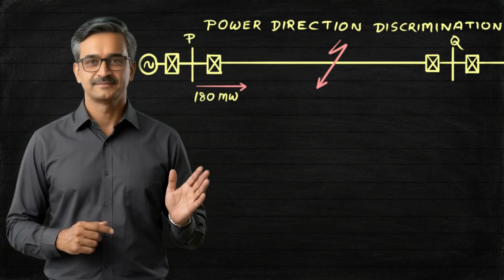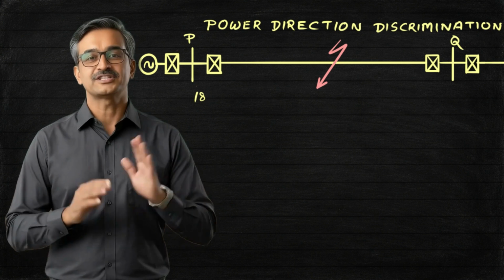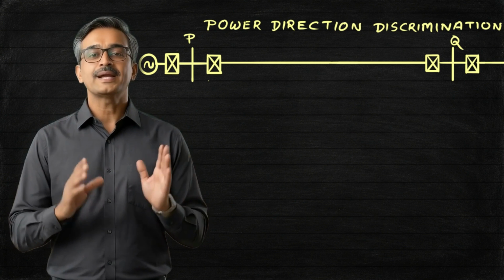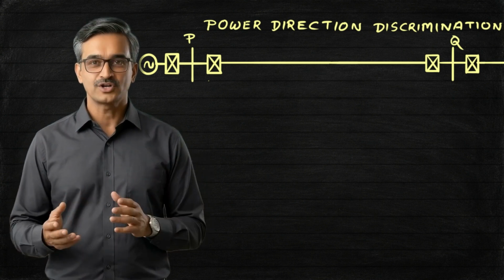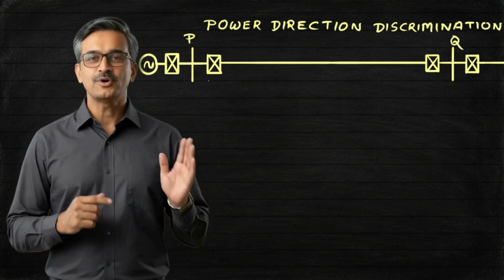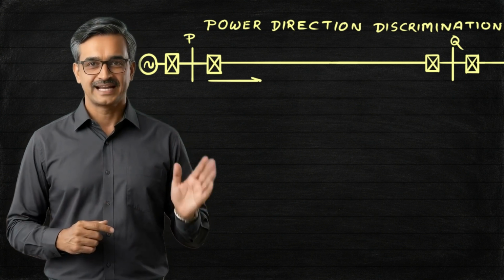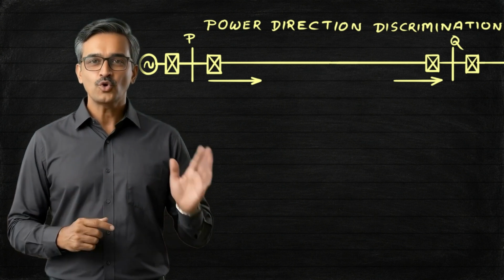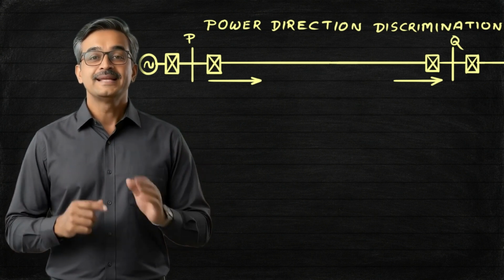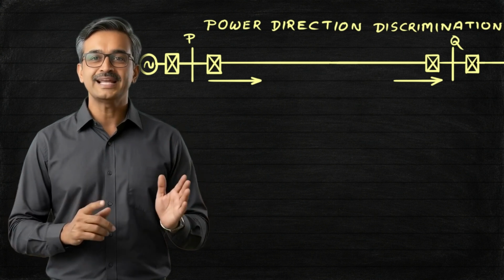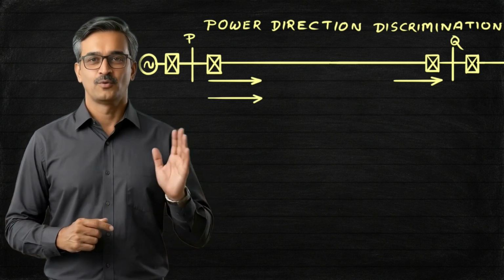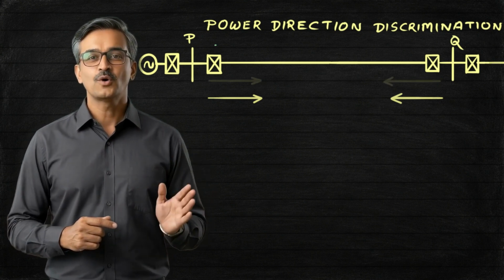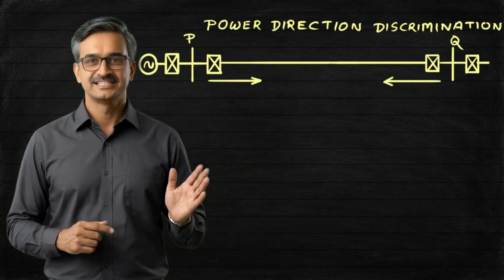So, if we compare all four situations, we notice a very interesting pattern. During normal operating conditions and during an external fault, power simply passes through the protected section. It enters at one end and leaves at the other. But during an internal fault, power no longer passes through the protected section. Instead, power is drawn into the protected section from one end or from both ends to feed the fault. This difference in the direction of power flow forms the basis of power direction comparison discrimination.